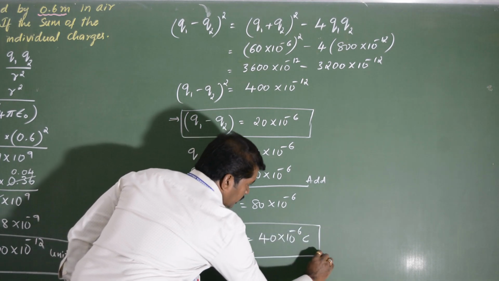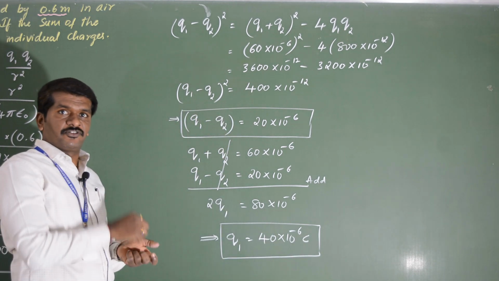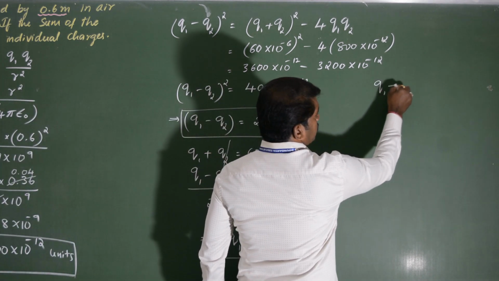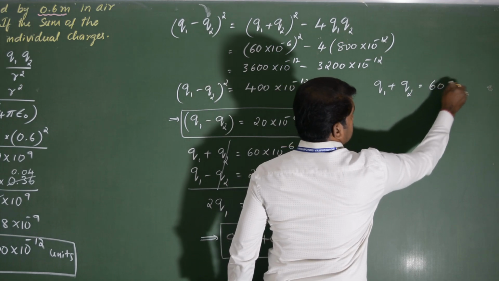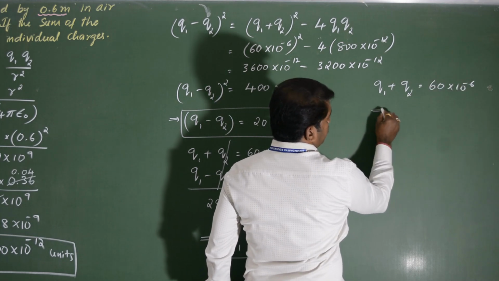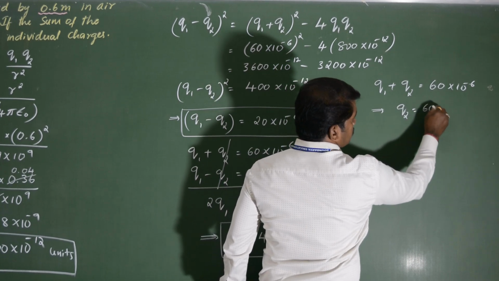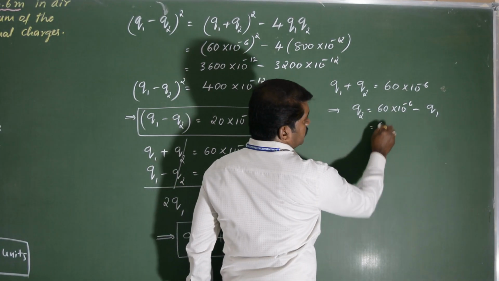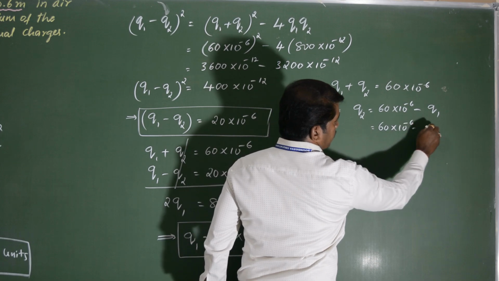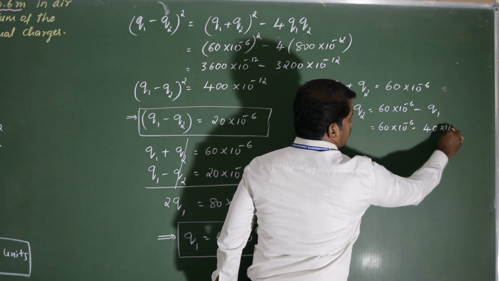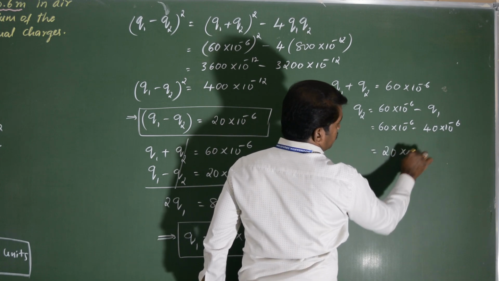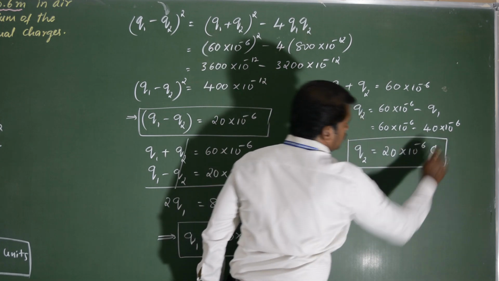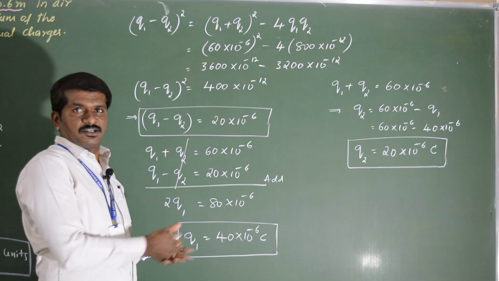So we got the value of q1. Now we have to find out the value of q2. Consider any one of these equations. We know that q1 + q2 is equal to 60 × 10⁻⁶. This can be written as q2 is equal to 60 × 10⁻⁶ minus q1. Substituting the value of q1, 60 × 10⁻⁶ minus 40 × 10⁻⁶ is equal to 20 × 10⁻⁶ coulomb. So this is the value of q2. Like this we can solve any numericals.